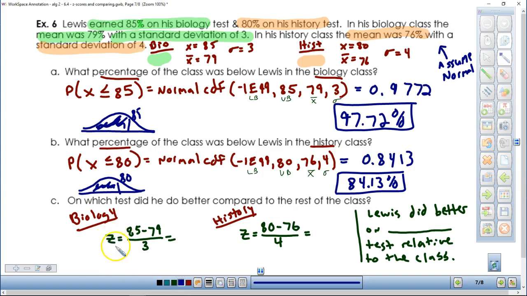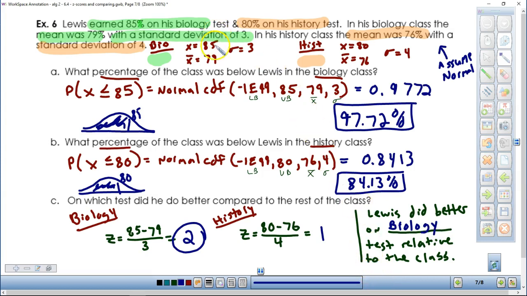So his z-score for biology is going to be his score of 85 minus the mean of 79 divided by the standard deviation, and we get a z-score of 2. Whereas in history, 80 minus 76, 4, divided by 4 is 1. Well, which is the higher number? 2. He did better relative to the rest of his class in biology. So Lewis did better on the biology test relative to the rest of his class.